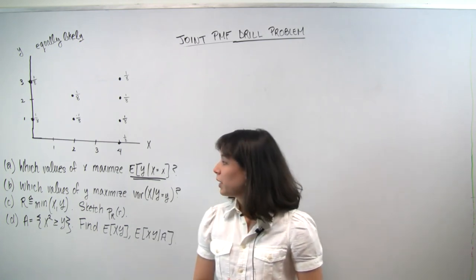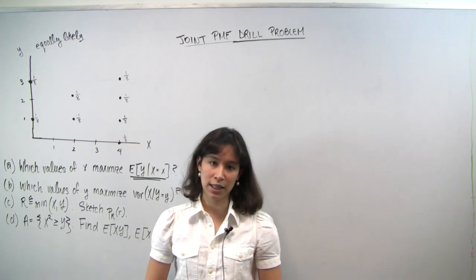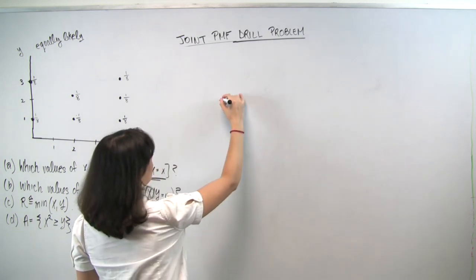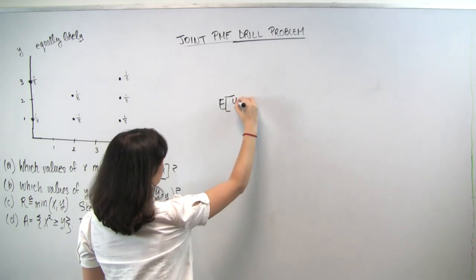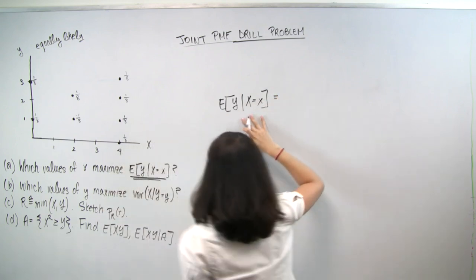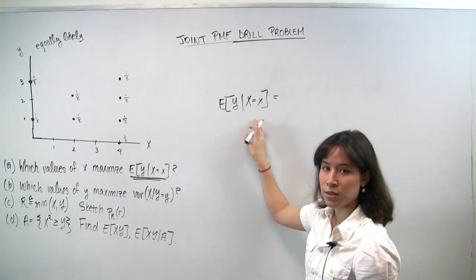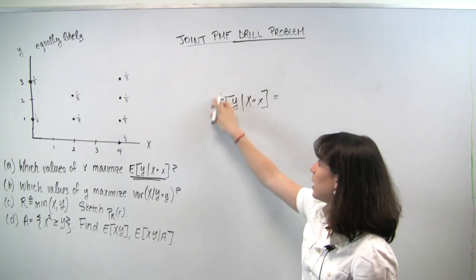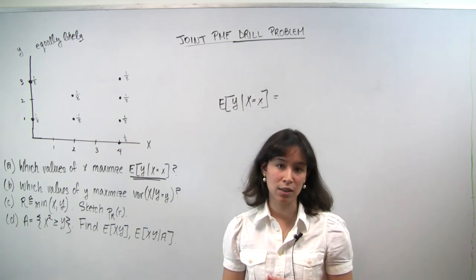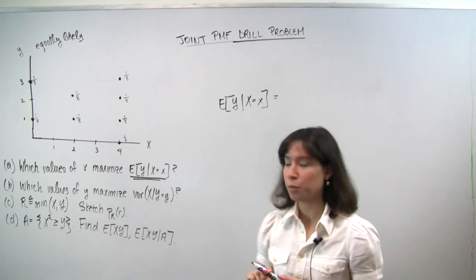So in part A, we are asked to find the values of x that maximize the conditional expectation of y given x. So jumping right in, this is the quantity we're interested in. And so this quantity is a function of x. You plug in various values of x, and then this will spit out a scalar value, and that value will correspond to the conditional expectation of y conditioned on the value of x that you put in.